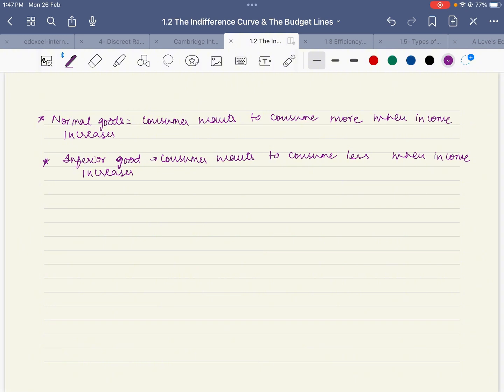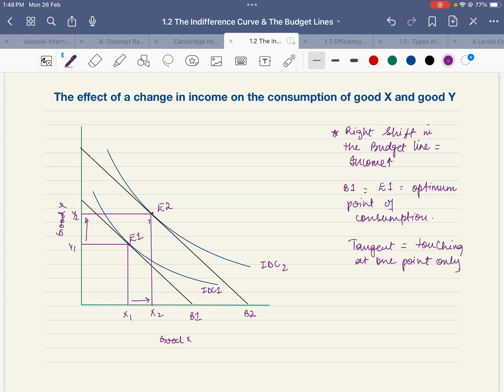When there is a fall in consumer income, the budget line will definitely shift inward. Here we can see that the budget line has shifted outwards. That's why we can see that the income has increased. There can be an inward shift as well, which would mean that the income of the person has decreased. But this change or this shift will always be parallel, right? This shift will always be parallel.